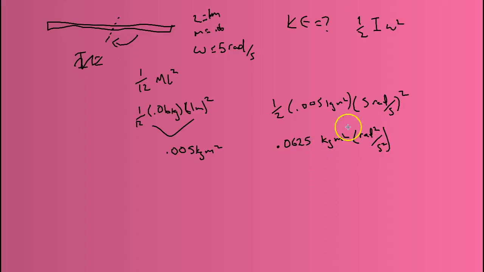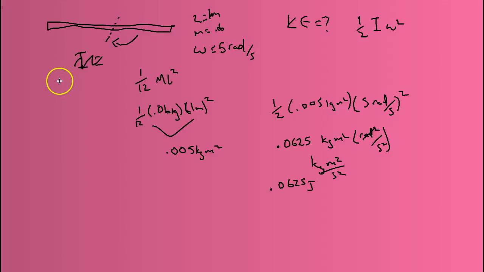For units, we get 0.0625 kilogram meters squared radians squared per second squared. And so the radians and the meters kind of cancel together, because these meters represent a radial distance, and this is meters per radian, I guess. So we cancel these out, and we get kilogram meters squared per second squared, which is a joule. So we get 0.0625 joules. And so that's with the uniform rod.